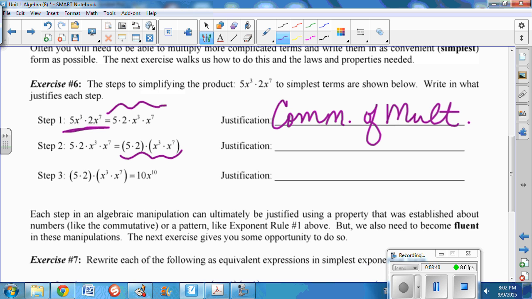Step 2, what happened here? So now we shifted some groups around, or we made some groups. That's the associative property of multiplication. We use ditto marks. You guys know what those mean? If you have something above that's the same, you can use those two little marks, ditto marks, instead of rewriting exactly the same thing.